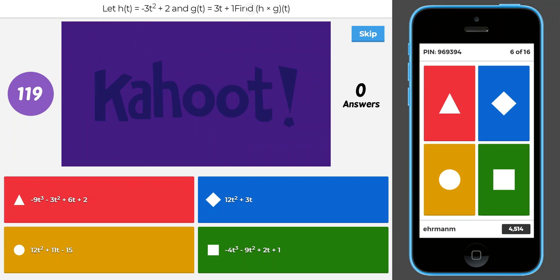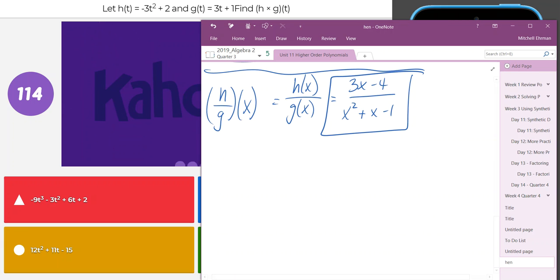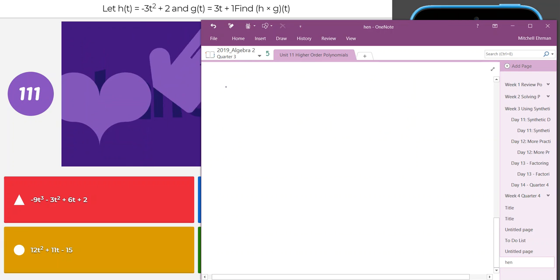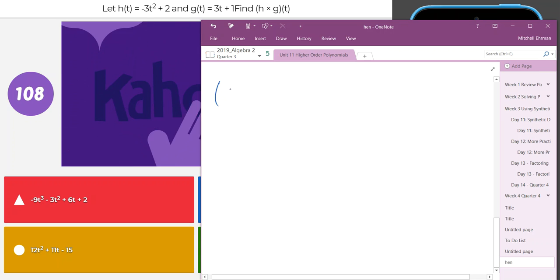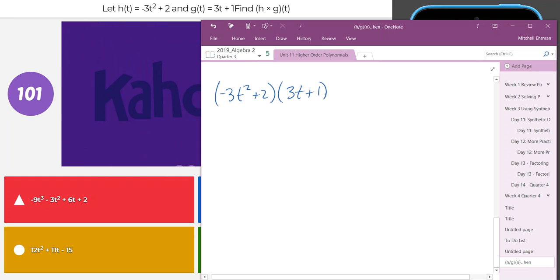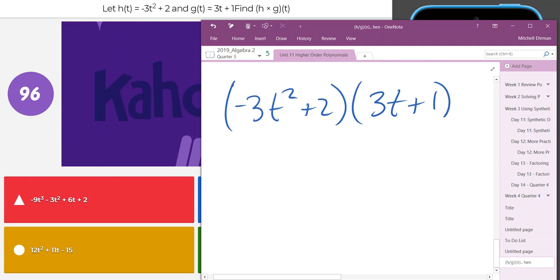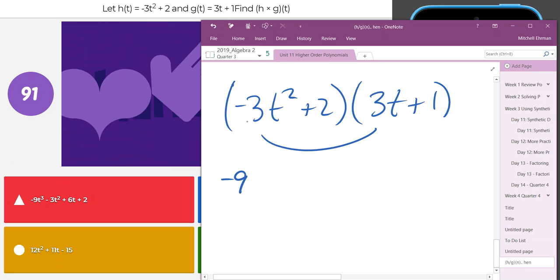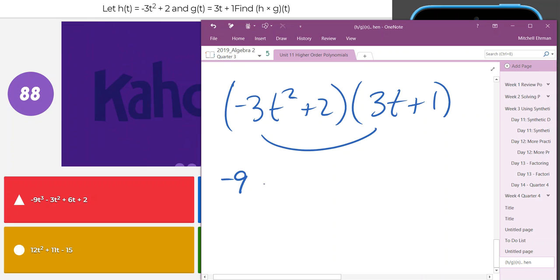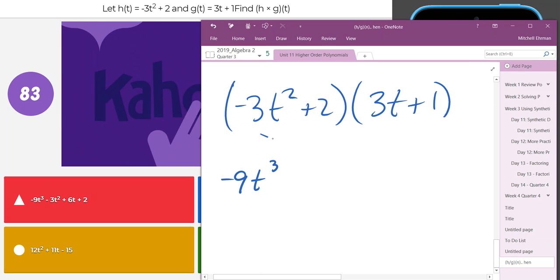Now in question number 6, we're multiplying the two together, h times g. So if we're going to multiply the function h times the function g, well, the h function is negative 3t squared plus 2. The g function is 3t plus 1, and these two need to multiply together. When multiplying two binomials, we have to FOIL. So the first multiplication is going to be negative 9 for negative 3 times 3, and t cubed is the result there, t squared times t.